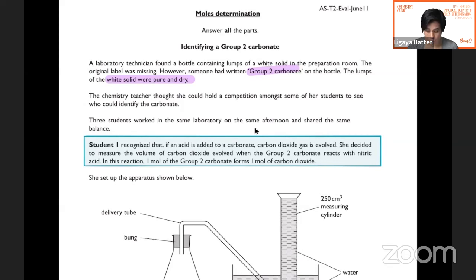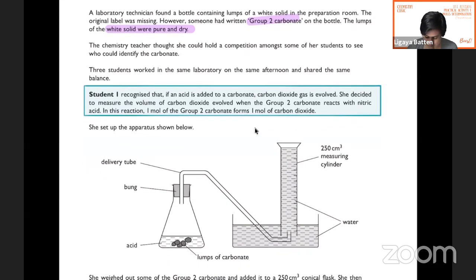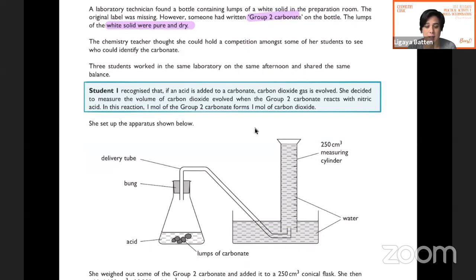So what does student 1 do? Student 1 recognized that if an acid is added to a carbonate, then carbon dioxide gas was produced. She decided to measure the volume of carbon dioxide gas involved when the group 2 carbonate reacts with nitric acid. And in this reaction, we're told 1 mole of group 2 carbonate forms 1 mole of carbon dioxide. So again, we have a 1-to-1 ratio in this reaction for the carbonate to carbon dioxide.